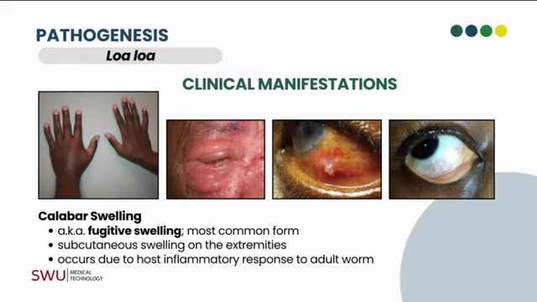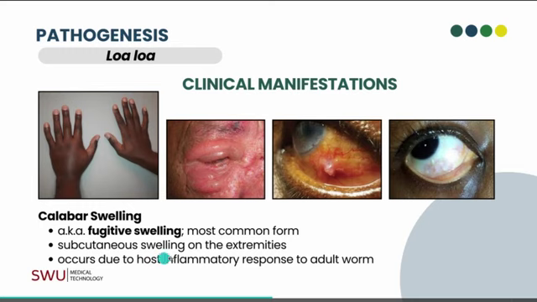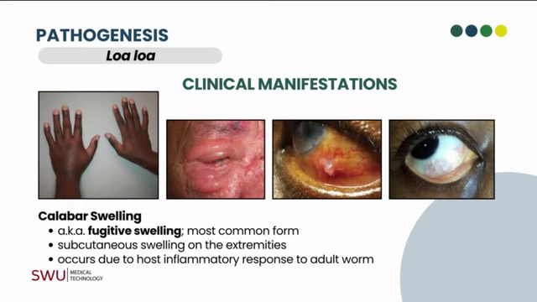In terms of its pathogenesis, the disease caused by Loa loa is loiasis, and the most common manifestation is Calabar swelling. These are swellings in different parts of the body, particularly subcutaneous swelling on the extremities, in the form of the wrist, hands, forearms, and lower legs. And this swelling appears suddenly, and it can reach about 3 to 10 centimeters in diameter.